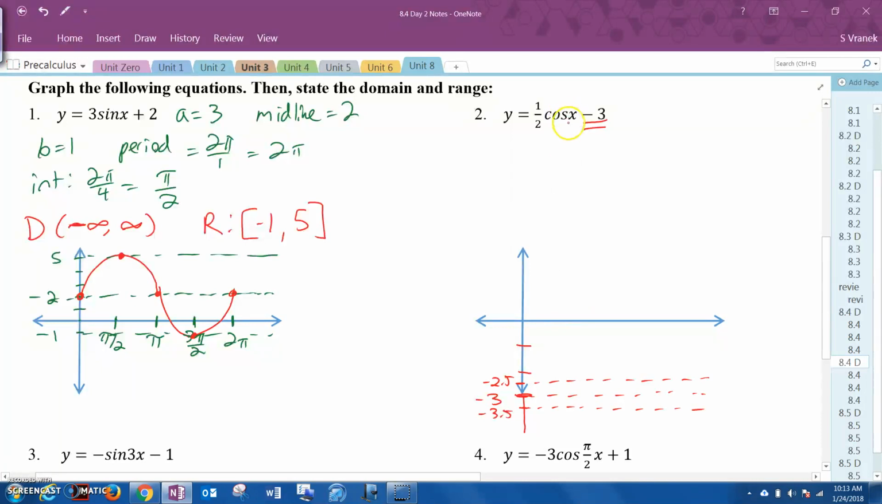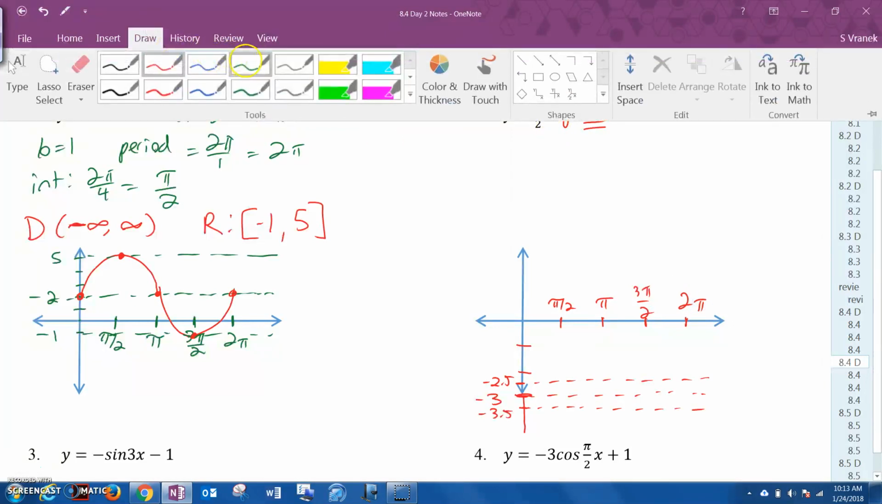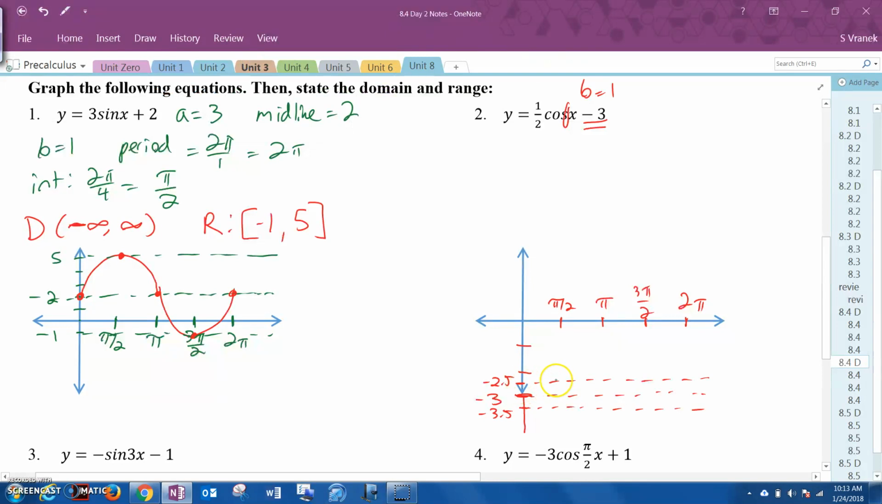The period again is 2 pi, and we know that because b is equal to 1 again. So the intervals are the same as they were for the last problem. We can just go right ahead and put those on there: pi over 2, pi, 3 pi over 2, and 2 pi. And it is a cosine curve. It means it starts at the top at 0, then the middle, then the bottom, then the middle, then the top.